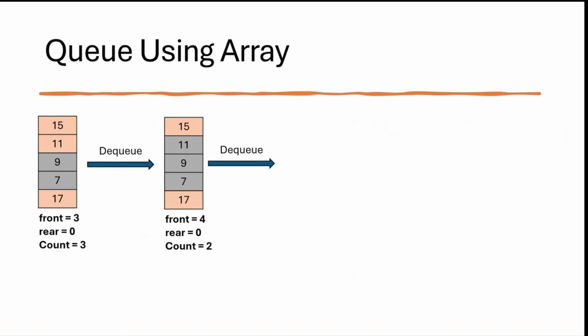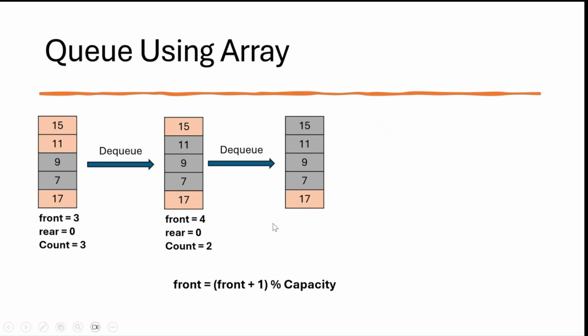Now when we DQ again, 4th removes the 15. Now where will front come, right? Front will come to the beginning. How? Using modular arithmetic. Front plus 1 modulo capacity. 4 plus 1 modulo 5, which again comes to 0. So front will point to 0, rear is already at 0, and count is 1.